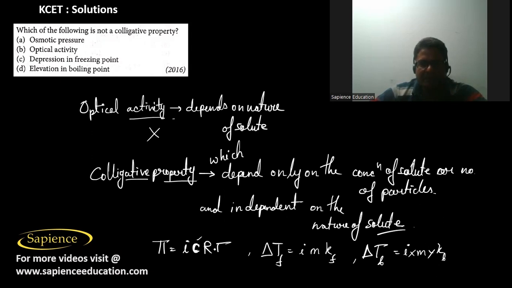Therefore, the osmotic pressure, depression in freezing point, and elevation in boiling point are all colligative properties. But optical activity is not a colligative property. So option B is the correct answer.